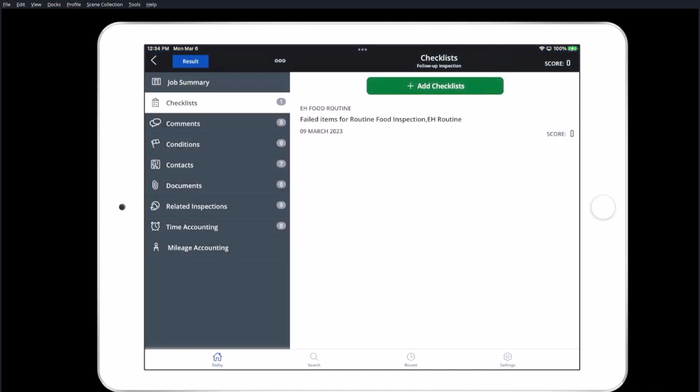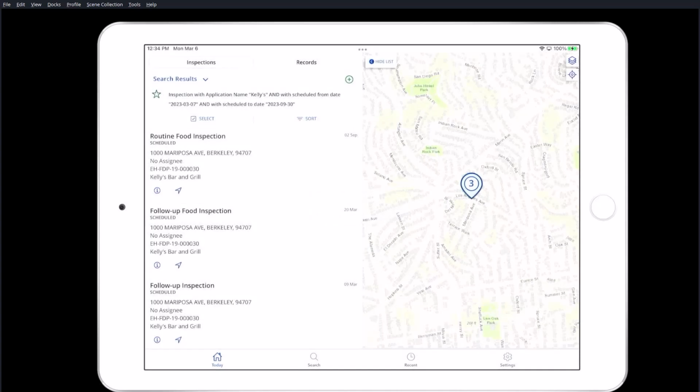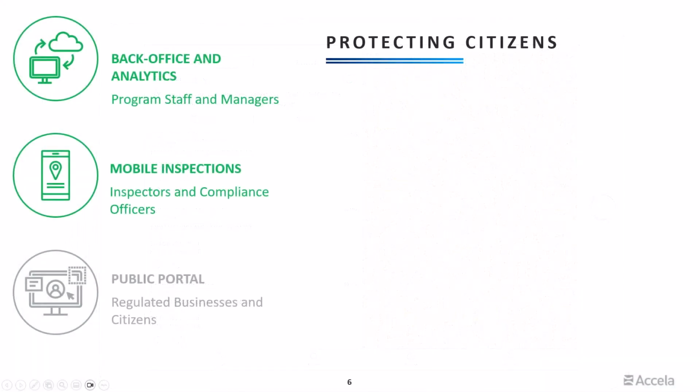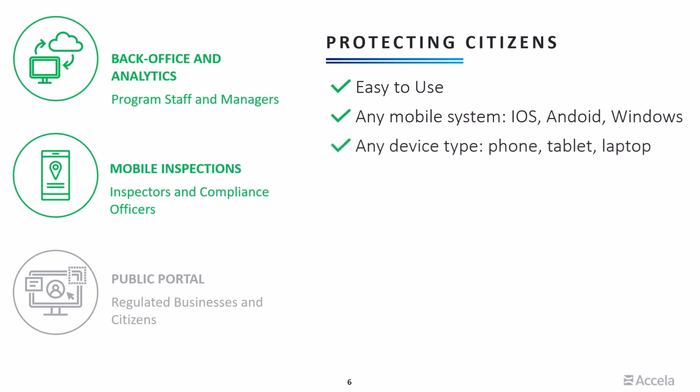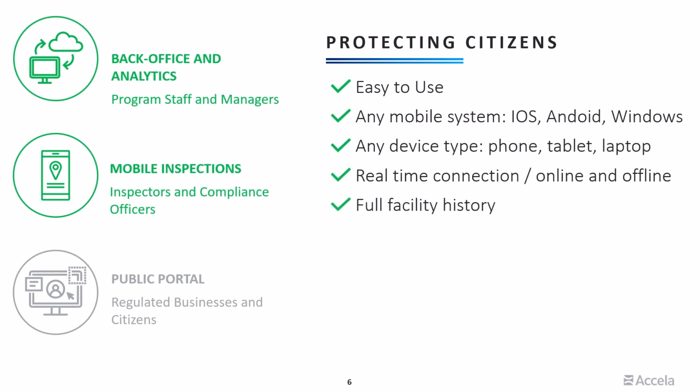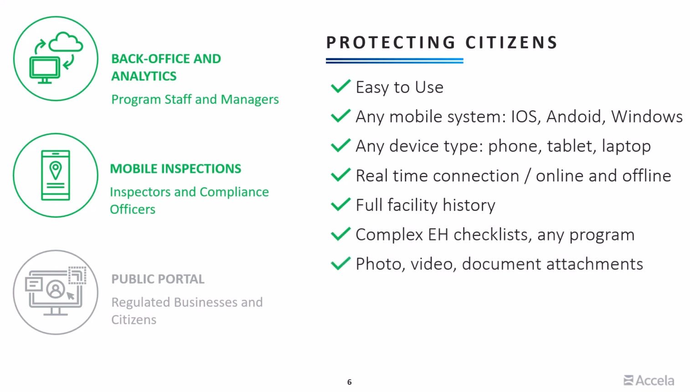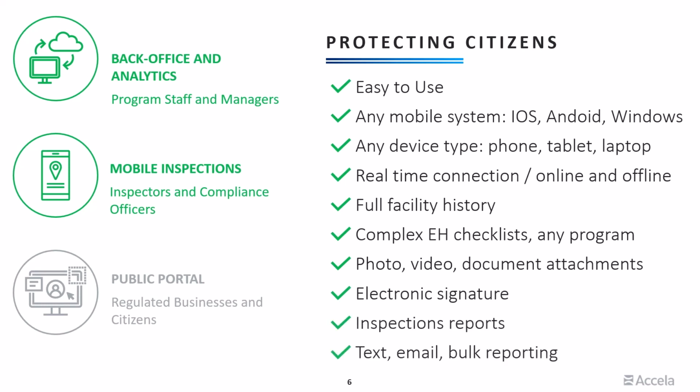You can do all that and more with Accela Mobile. It works in online or offline mode and is compatible with iOS, Android, or Windows devices. So let's review what we've seen with Accela Mobile for inspectors and compliance officers. It's easy to use, compatible with iOS, Android, and Windows devices, phone, tablet, and laptop. It has a real-time connection to the back office. It can be used in either online or offline mode, and includes a full facility history for the location being inspected. It supports complex environmental health checklists for any program, photo, video, and document attachments, electronic signature, inspection reports in the field, and the ability to text or email results.